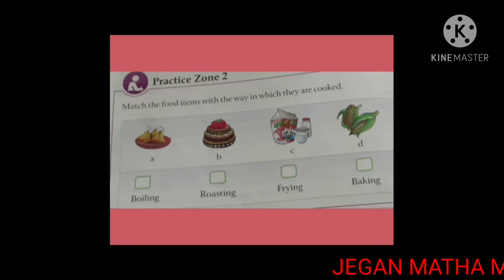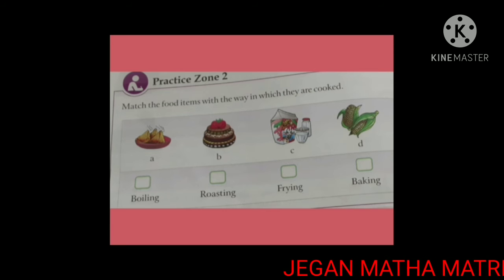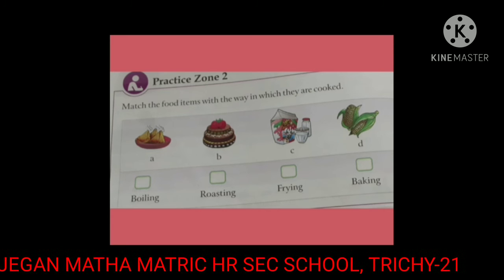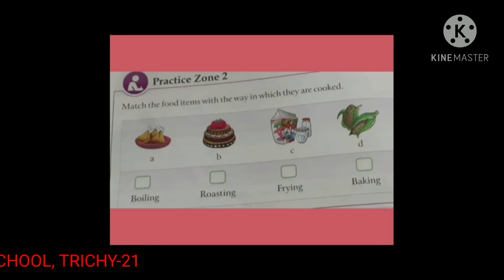To recall the previous content of this lesson, let us match the food items with the way in which they are cooked. Here there are four food items. The first one is labeled as A. They are samosas. The second one is labeled as B. There is a cake. The third one is labeled as C. There is milk. The fourth one is labeled as D, that is corn. Children, you should match these food items with the correct method of cooking.